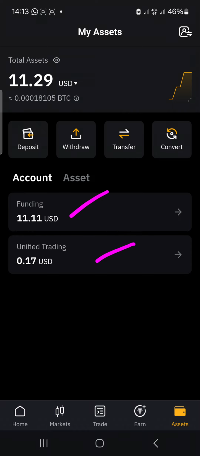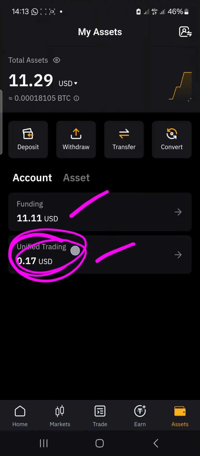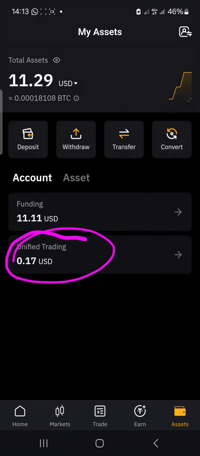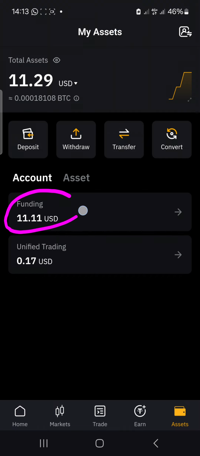For you to buy a pair, we're going to use TON/USDT as an example. For you to buy TON/USDT, you need to have USDT in your unified trading account or wallet. USDT must be here, the USDT you're going to use to trade. If you don't have any USDT here, you're not going to be able to trade. If the USDT is in your funding wallet, you won't be able to use it to buy a coin. So you need to transfer it to your unified trading account.